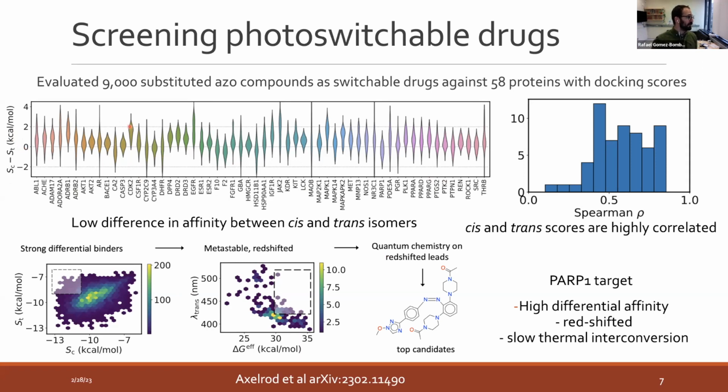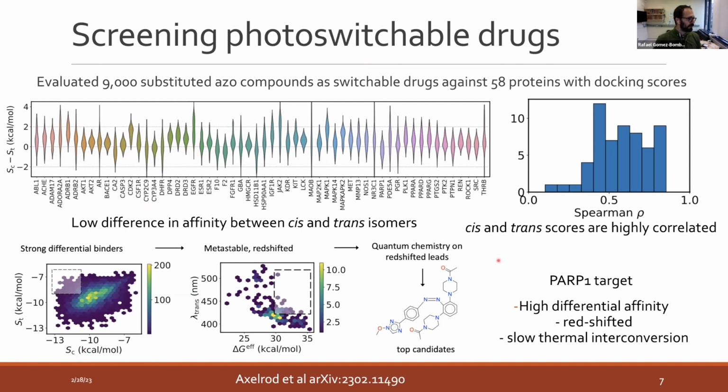But there are some proteins that are pretty sensitive, right? You can see here CASP3, like this guy, EGFR. And actually people had tried to make EGFR photoswitchable drugs by hand before. So this has enabled us to take a first stab at this photoswitchable drugs and photodruggable protein design space. And we just put this preprint out recently, walking through this process where we identify, well, what are the molecules with the biggest delta?